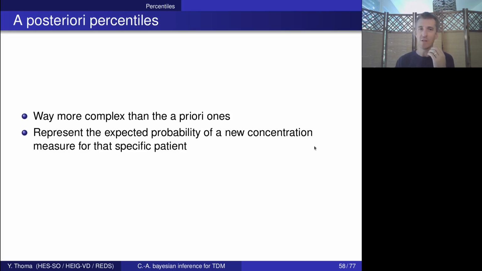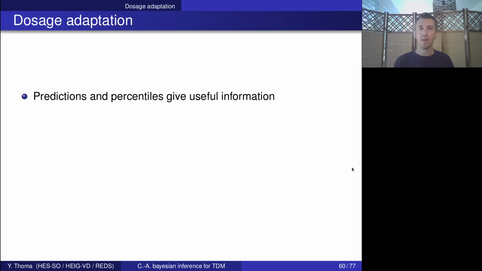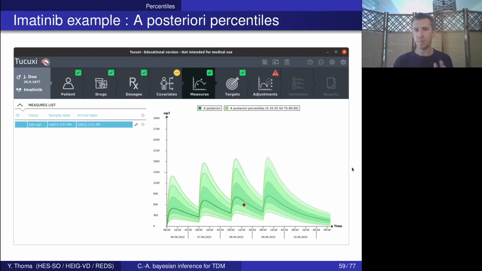What can be done also is to display some a posteriori percentiles that represent different information in the sense that it represents the expected probability of a new concentration measure for that specific patient. And so we calculate that as well in Tucuxi. So we end up here with percentiles that are a bit narrower than what we had previously. And that would let us know where we would expect a next measure for that specific patient. Computationally speaking, it's still more tricky, so I won't go into the details of this.